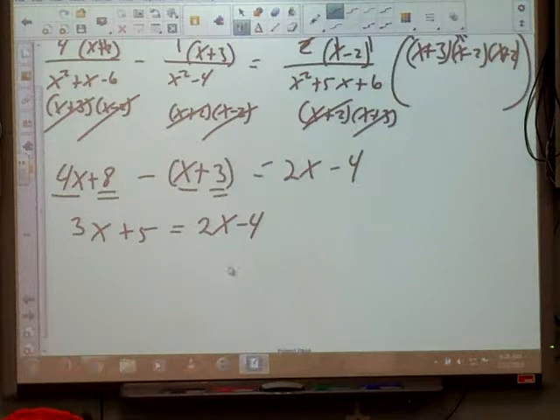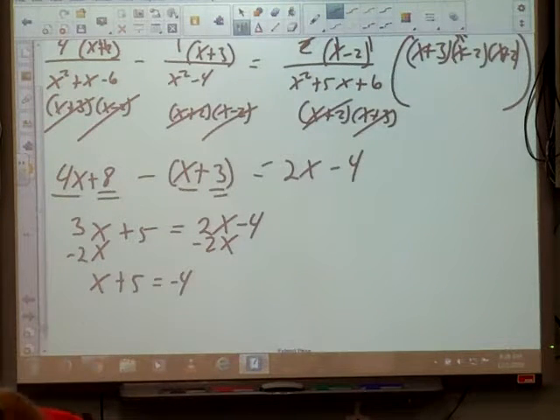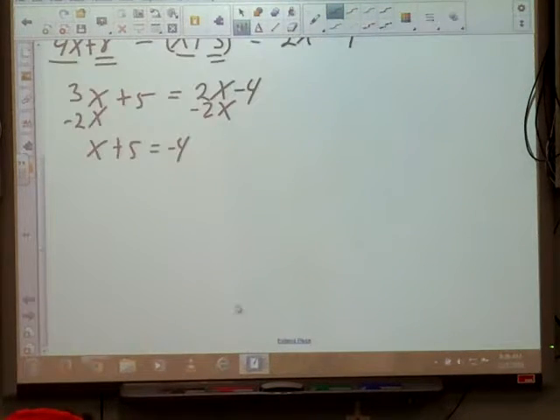Okay, Valentina wants to subtract the 2x first. That'll make y'all happy over there. It's what y'all wanted to do last time. So that gets me x plus 5 is equal to negative 4.